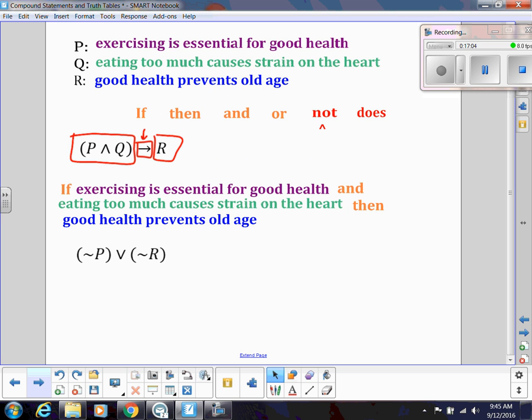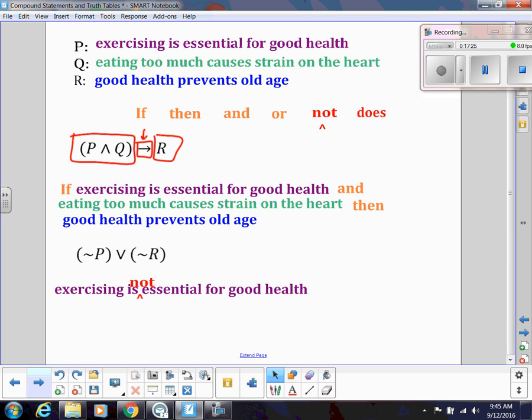So that's a compound statement going from symbols to the meaning. And then let's do another one. So not P. If I look at P, here's P: Exercising is essential for good health, but I have to do not. So exercising is not essential for good health.